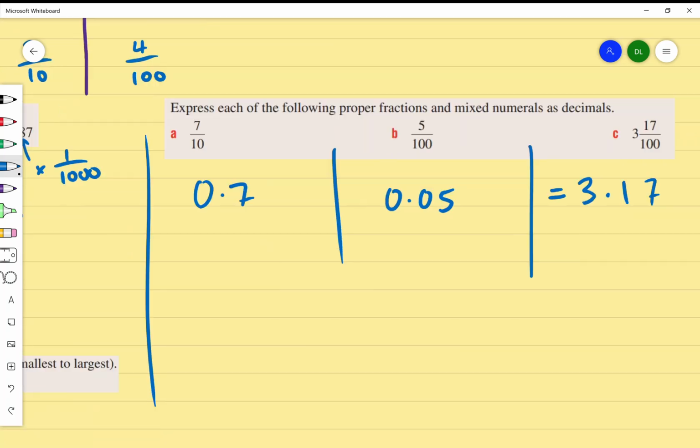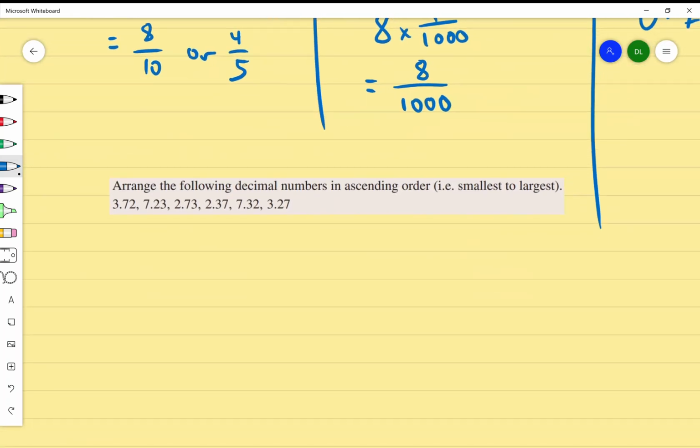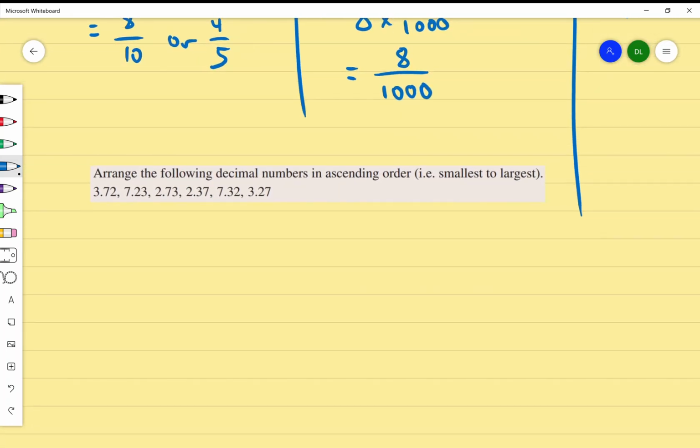The only other kind of question that you need to know how to do is ascending and descending numbers. So arrange the following decimal numbers in ascending order, ascending meaning smallest to largest. How would I approach this, Caitlin? How would I approach this question that says we're looking for smallest to largest? I can't hear you, Caitlin. Yep, the smallest. So let's focus on the whole numbers and focus on the numbers that are the smallest.